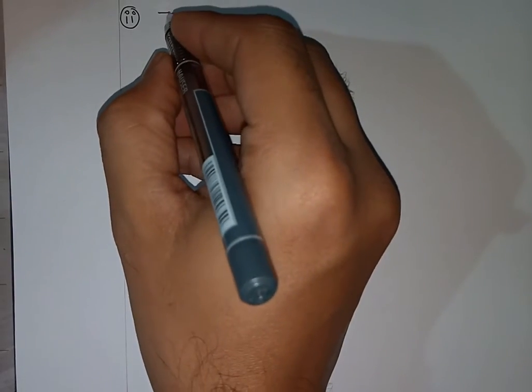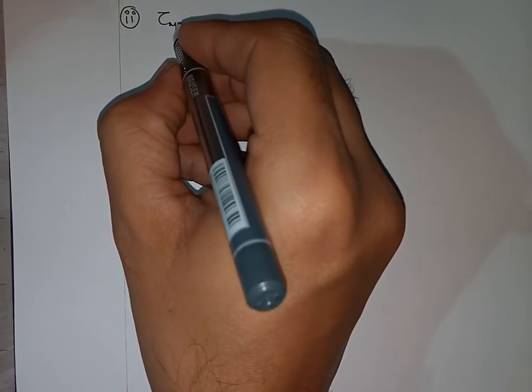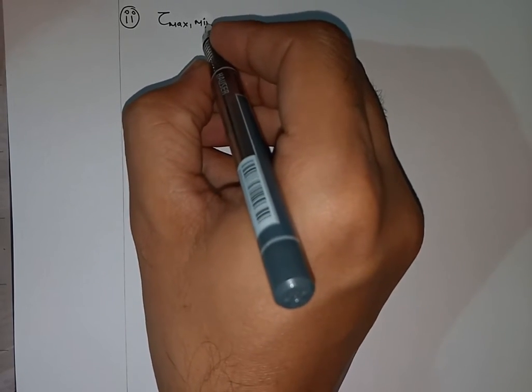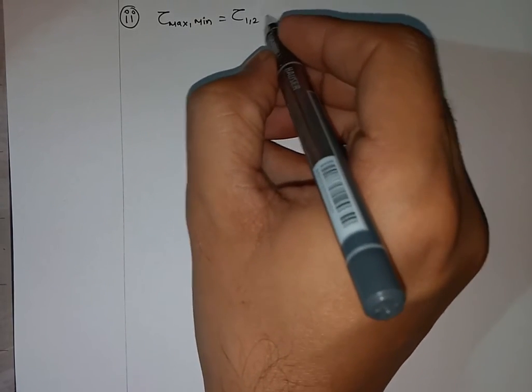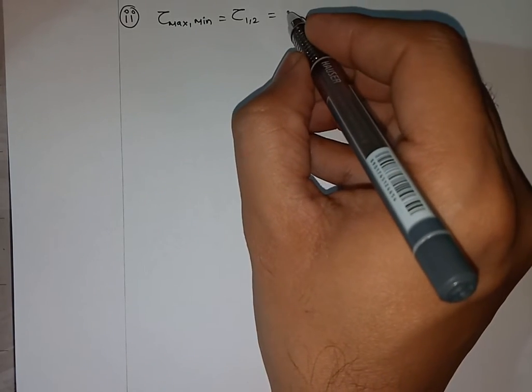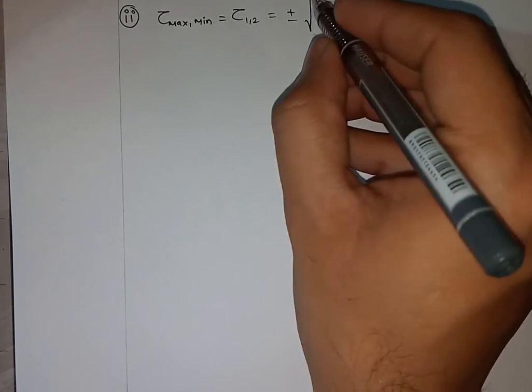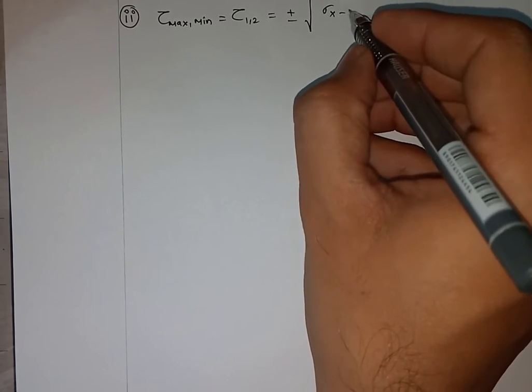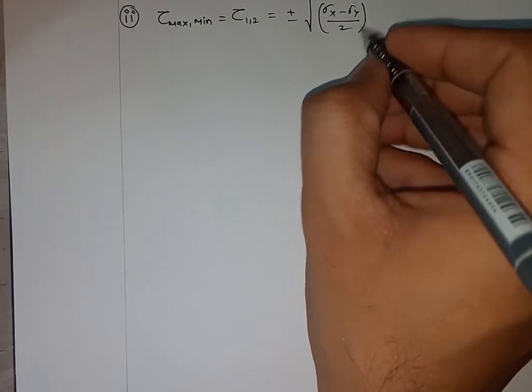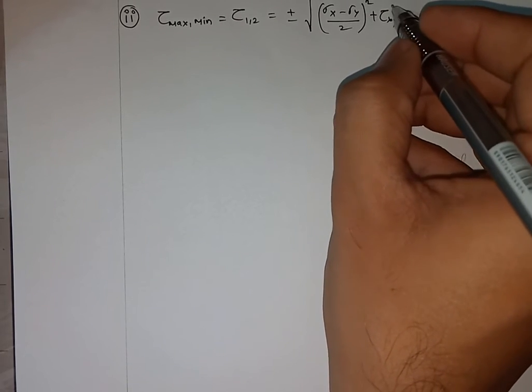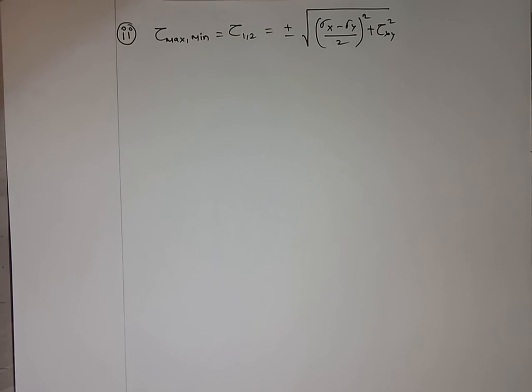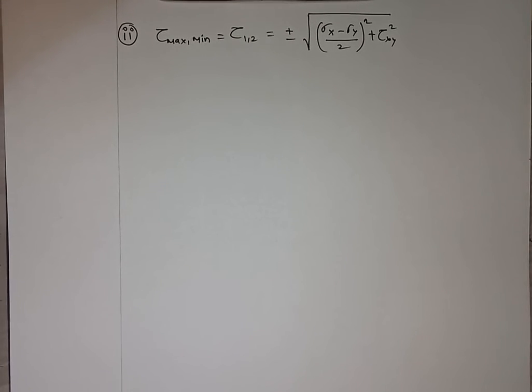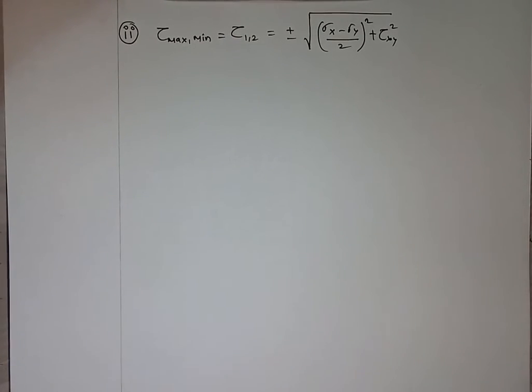Next we will be going for the second bit. I have been asked to find out the maximum and minimum shear stress and their orientations. Right? So we know that maximum and minimum shear stress, I told you, tau max, tau min, or it is written as tau 1, 2. It is given by plus or minus square root of ((sigma x minus sigma y) divided by 2) the whole square plus tau xy square. So this gives me the value of tau max and tau min.